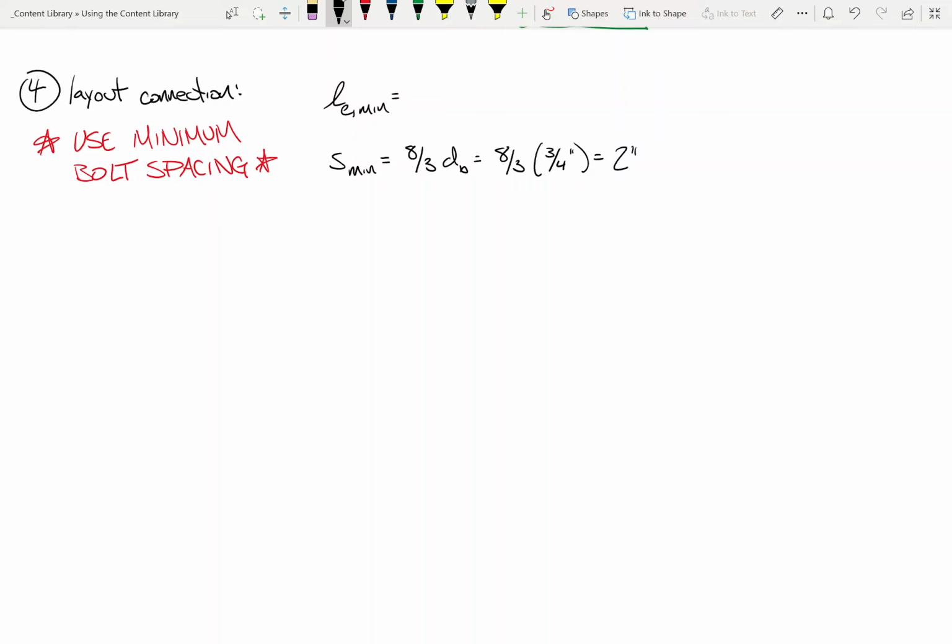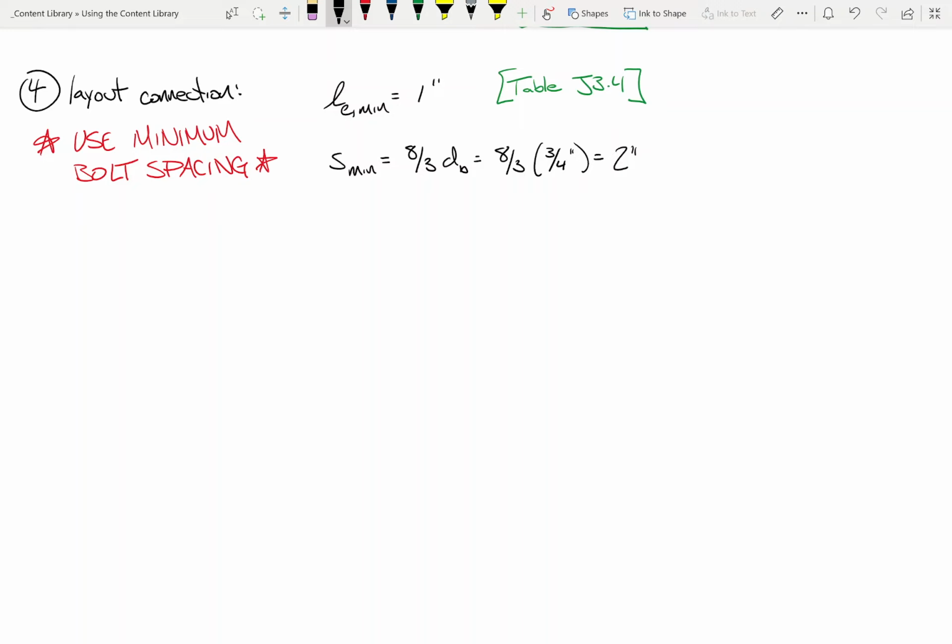I see pages fluttering in the manual, so I see some of you remembering that we looked that up. In table J3.4. 1 inch. Everybody else find that? Okay. So we've got an edge distance of 1 inch and a bolt spacing requirement of 2 inches.